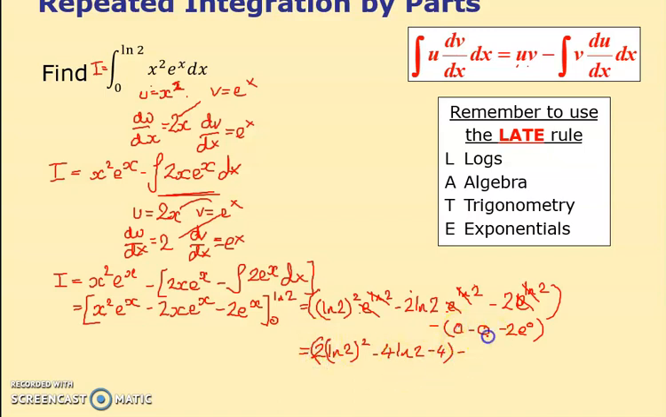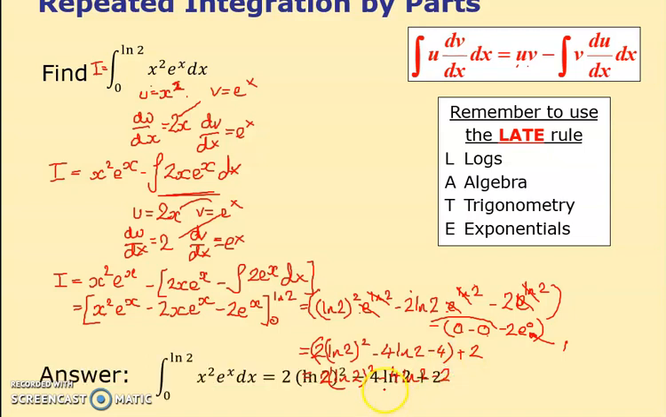Minus nothing, nothing. Oh, right, minus and minus. And e to the 1 again is really just 1. So 2 times 1 is 2. So minus and minus, I think plus 2. So what do I think? I think it's 2 log 2 squared minus 4 log 2 minus 4 plus 2. I think it's minus 2.